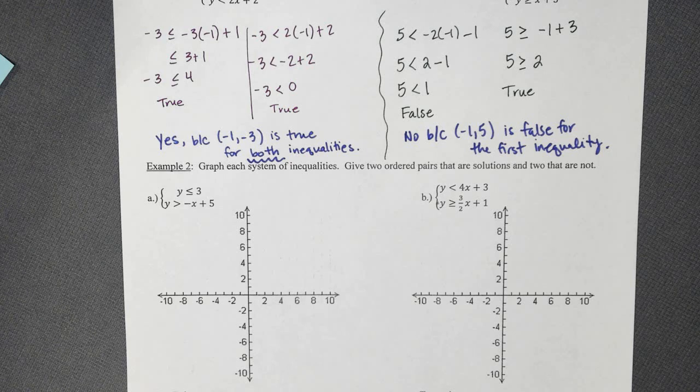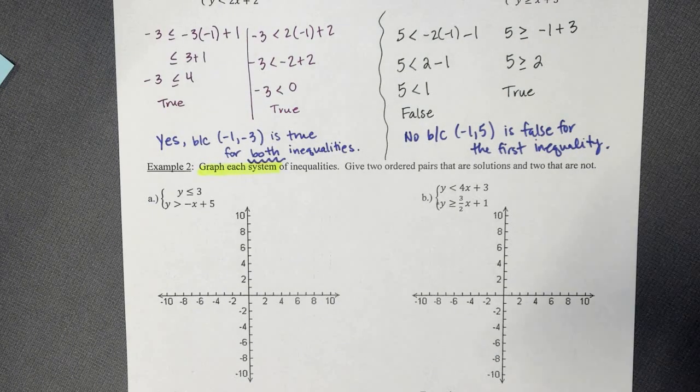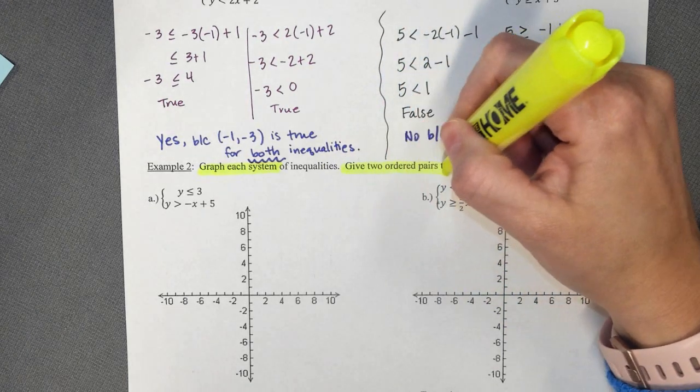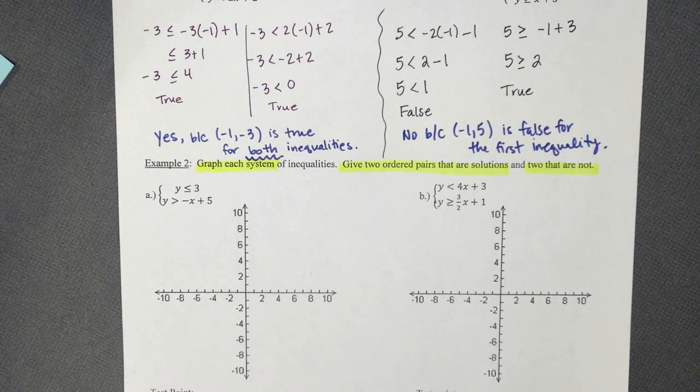All right, now for example 2, we're going to graph each system. And then that's what we did last time. So I'm feeling confident that you guys can graph some of those. But then we also are going to give 2 ordered pairs that are solutions and 2 that are not. So we're going to talk about that. Okay?